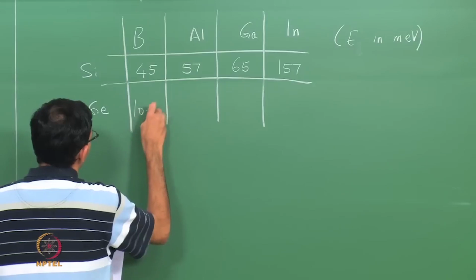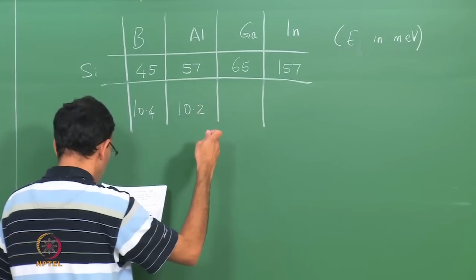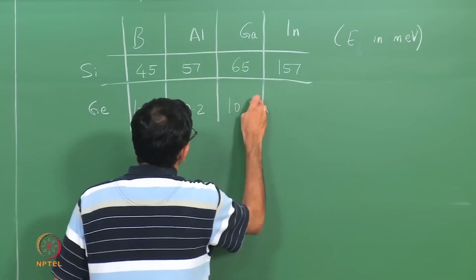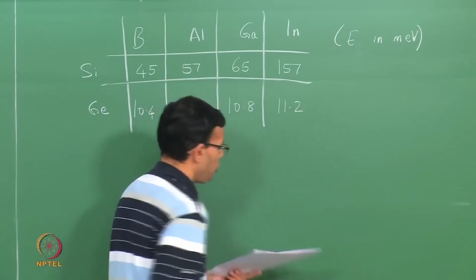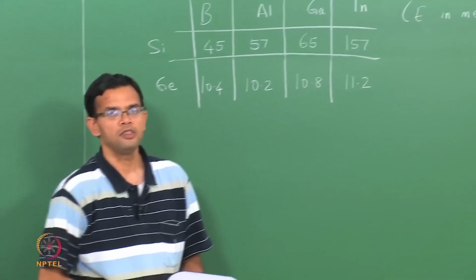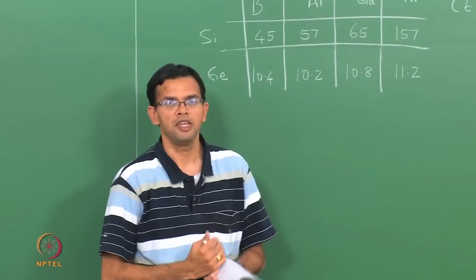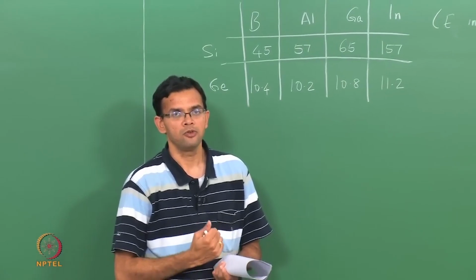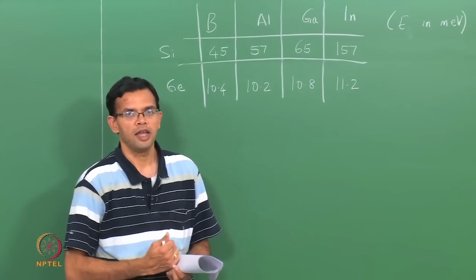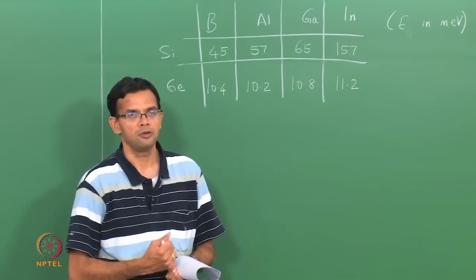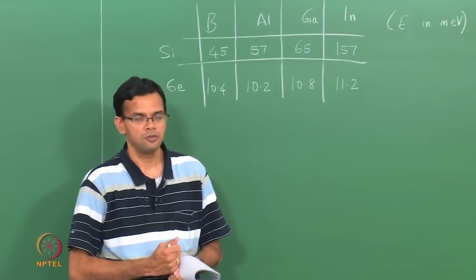Germanium is around 10.4, 10.2, 10.8, 11.2. So, what this means is whether you have silicon or you have germanium, both lie in the same group. So, you can dope both of them in a similar fashion. If you want an n type dopant, you are going to add group 5 elements. If you want to add p type dopants, you are going to add group 3 elements.